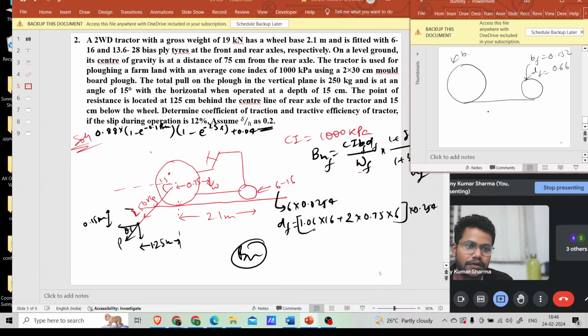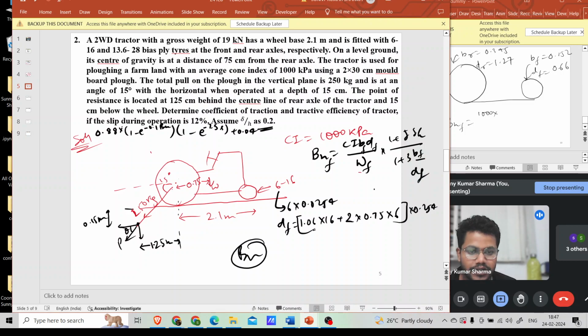Section width of rear wheel is 0.345 and diameter of rear wheel is 1.27. You do the calculation for front wheel. CI is given, 1000. Here the most important thing, the new concept which will come here, is what WF you will take. That is the only thing here.